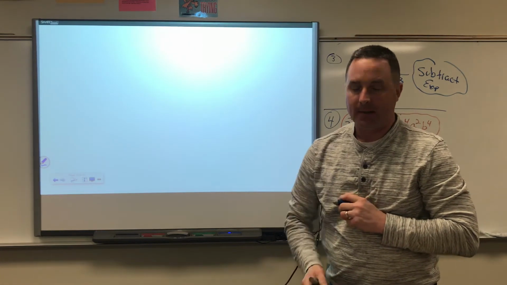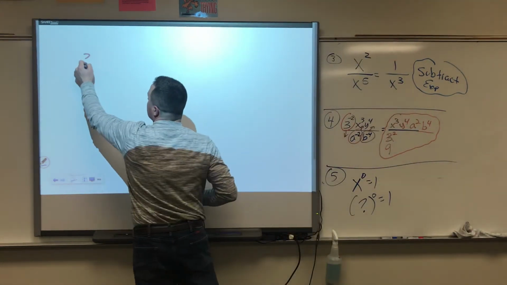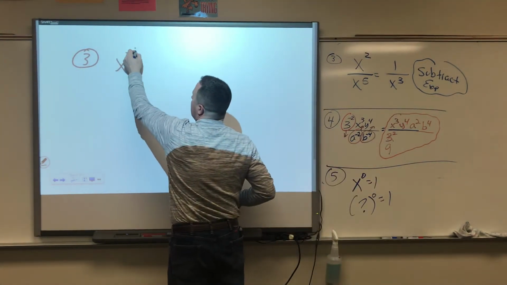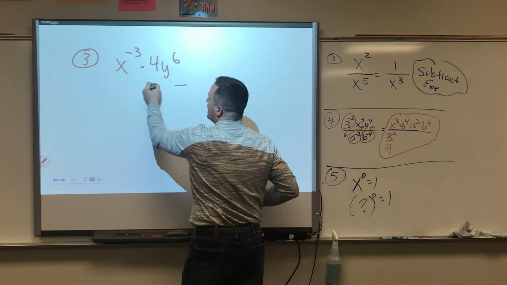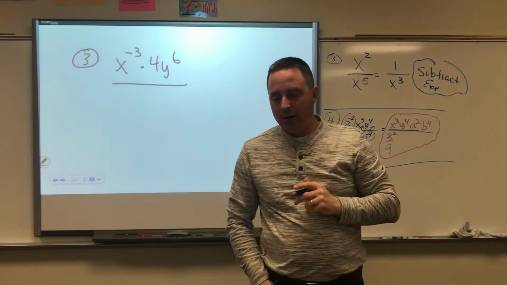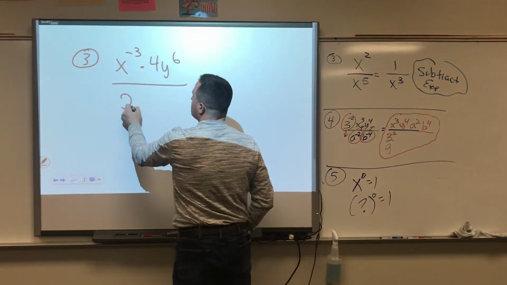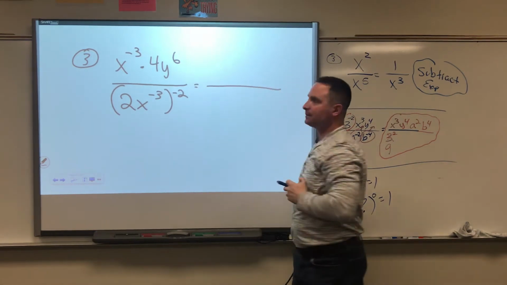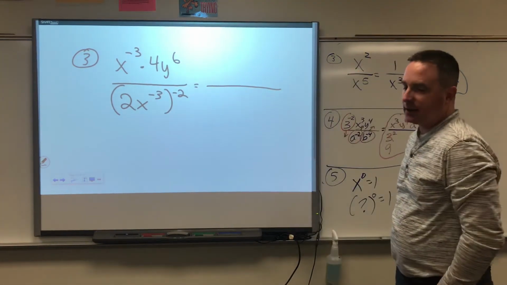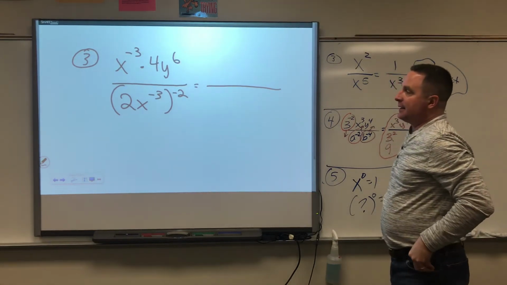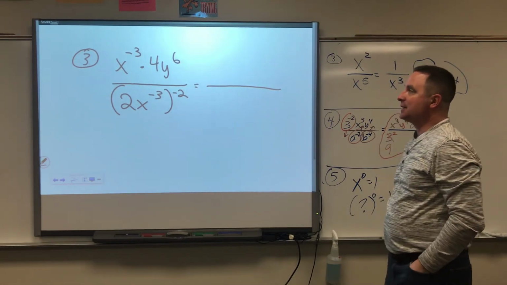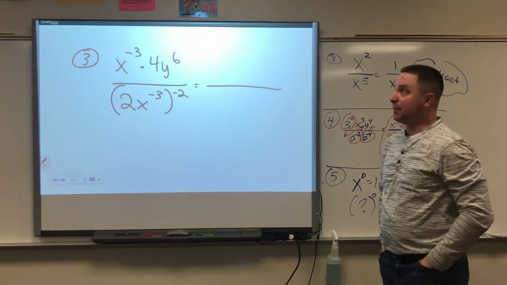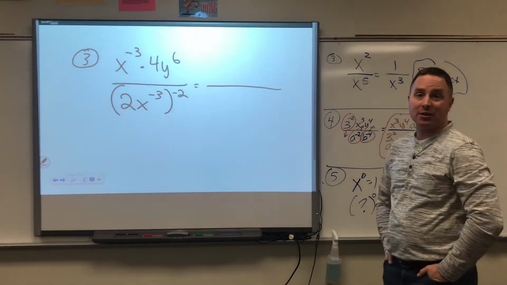Here's number 3, the third one that we're going to take a look at. What if I had x to the negative 3rd times 4y to the 6th over 2x to the negative 3rd, all to the negative 2nd? Let's take a look at this one. I see a whole bunch of stuff there. I see some x's, y's, positive exponents, negative exponents, parentheses, and to top it all off, it's a fraction.